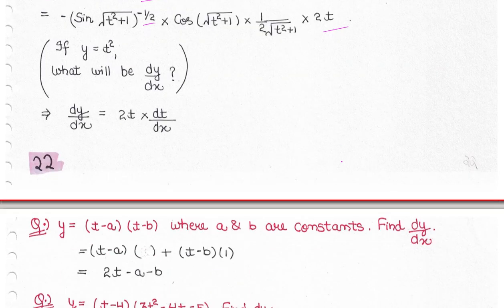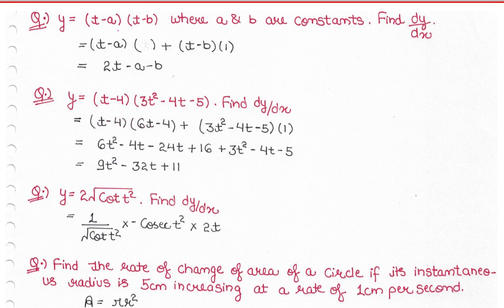So if y is equal to t square, what will be the dy/dx? We can write dy/dx is equal to 2t into dt/dx. Now in another question, if y is equal to (t minus a) into (t minus b), where a, b are constants, find dy/dx. So dy/dx is equal to (t minus a), okay, into 1 for this thing plus (t minus b) into 1 for that thing. So we have only 2t minus a minus b.